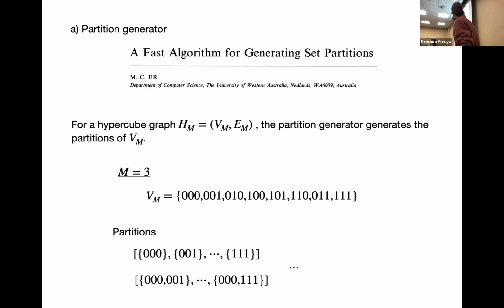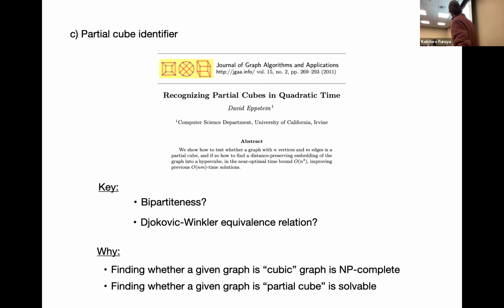So for the partition generator, we can use an algorithm called the fast algorithm for generating such partitions. It's actually a cool technique, but it's a very old paper. I already discussed graph contraction, but the second one is the partial cube identifier. The basic idea is that they check whether the graph is bipartite or not, and then they check some equivalence relation among the edges. I didn't describe it, but I think this has some physical significance. It's something I'm still thinking about.